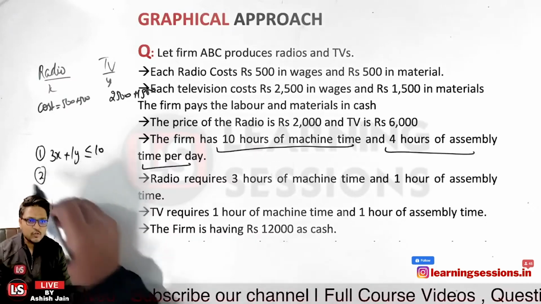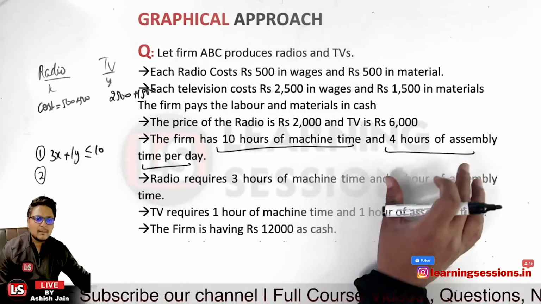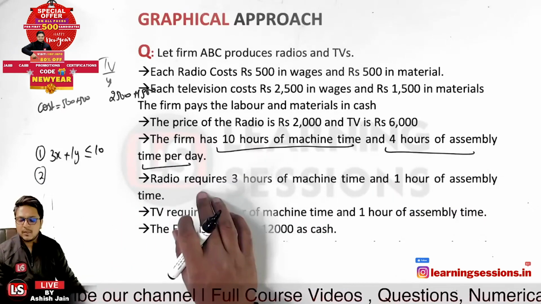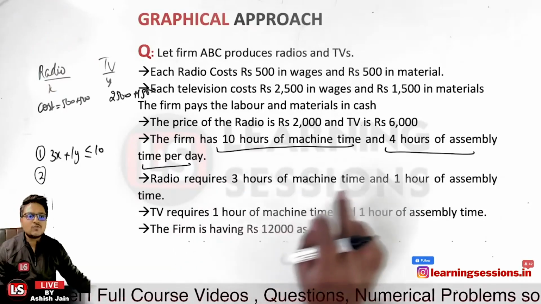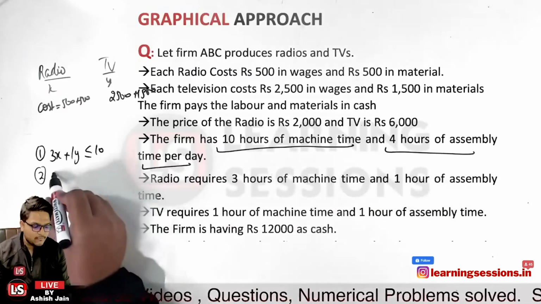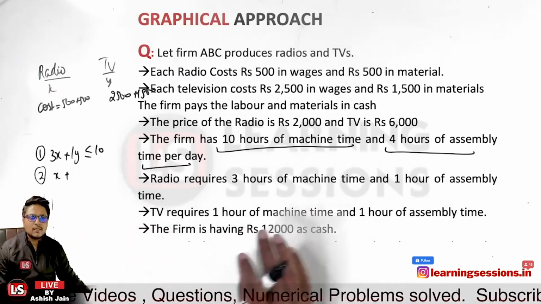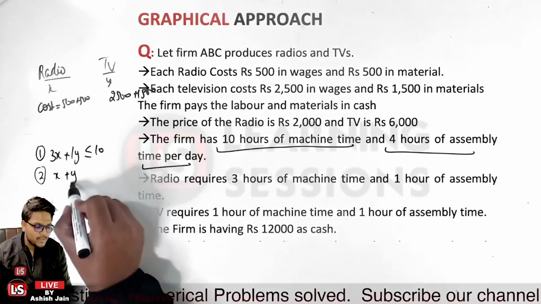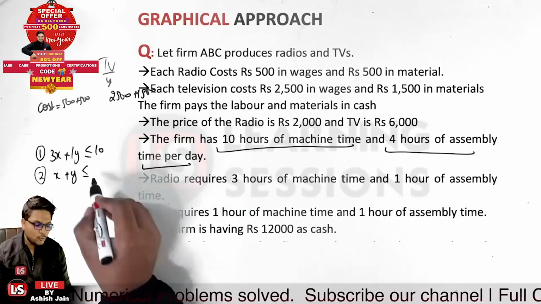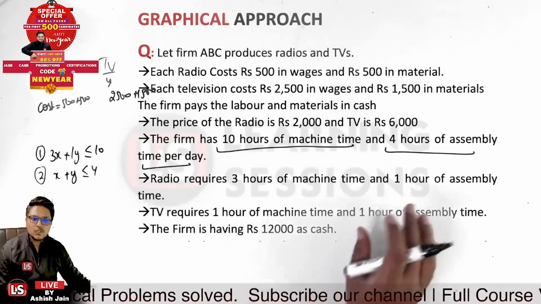Second, we are provided that the total assembly time is 4 hours a day, and radio requires 1 hour of assembly time. So we can say 1x plus, and further TV also requires 1 hour of assembly time. So x plus y will be lesser than or equal to 4. So that will be our second equation over here.